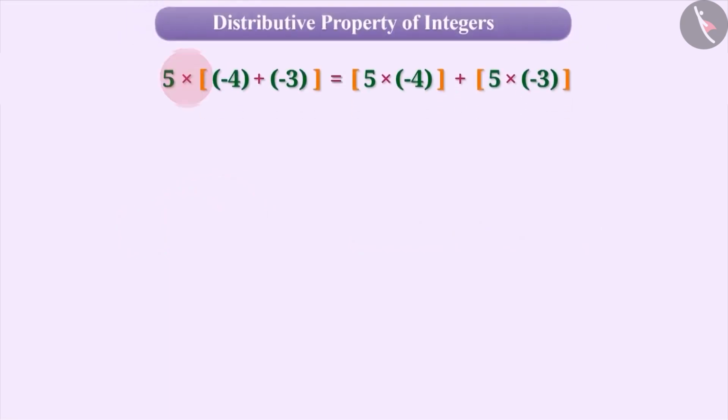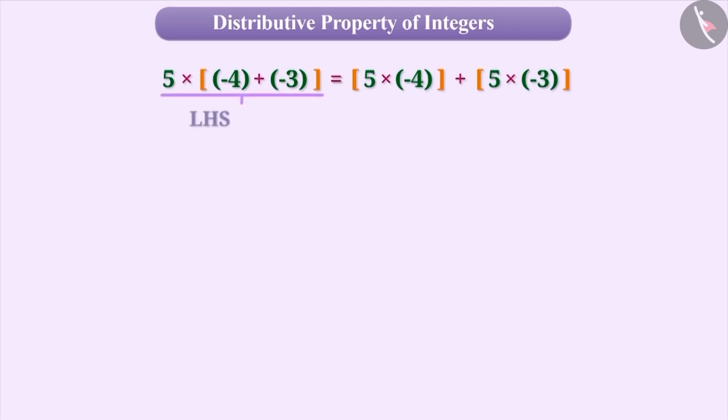Can we distribute the multiplication of integers over addition? Think about it. Now, let me tell you. Let's find out whether 5 multiplied by (minus 4 plus minus 3) is equal to 5 multiplied by minus 4 plus 5 multiplied by minus 3.